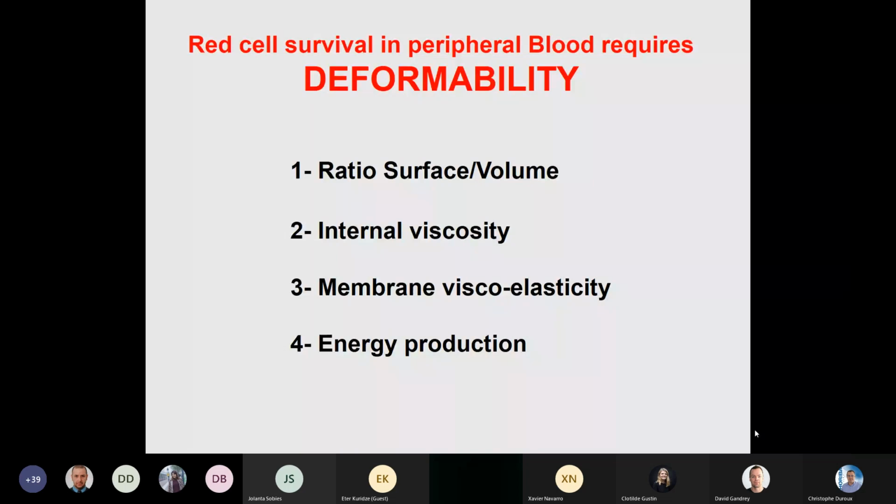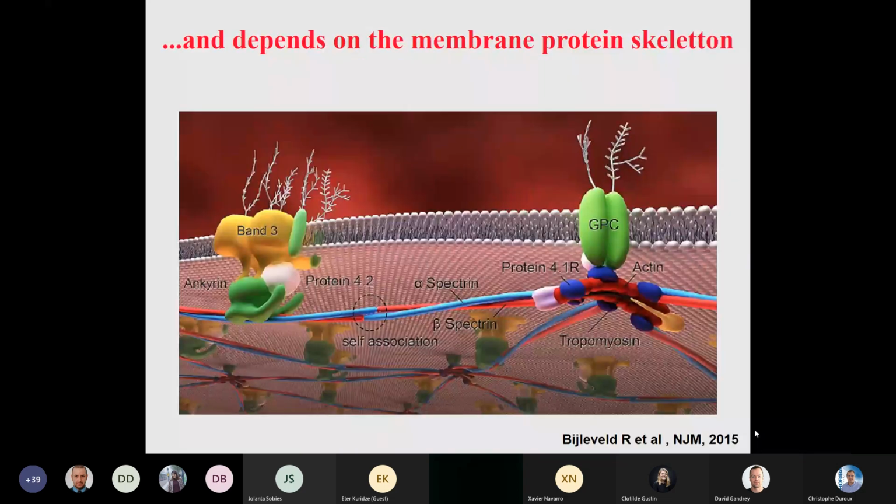So this is a very nice representation that I took from the literature, from this article from Bijleveld. And I think it's one of the best representations of the red cell membrane and its particularity. And what you can easily see on this figure is that you have the lipid bilayer, which is a classical lipid membrane, nothing specific about the red blood cells. But the important thing is this protein network that you can see underneath this lipid bilayer.